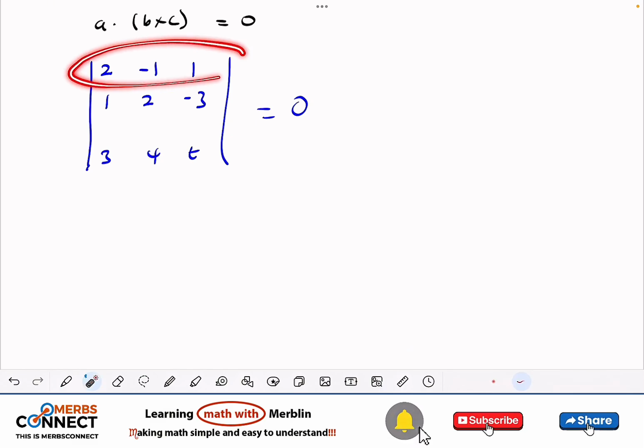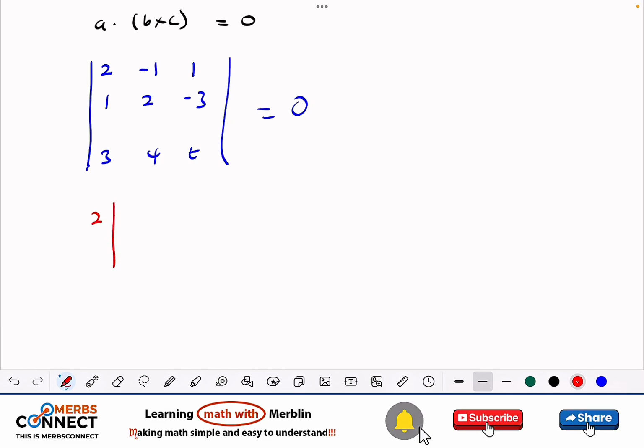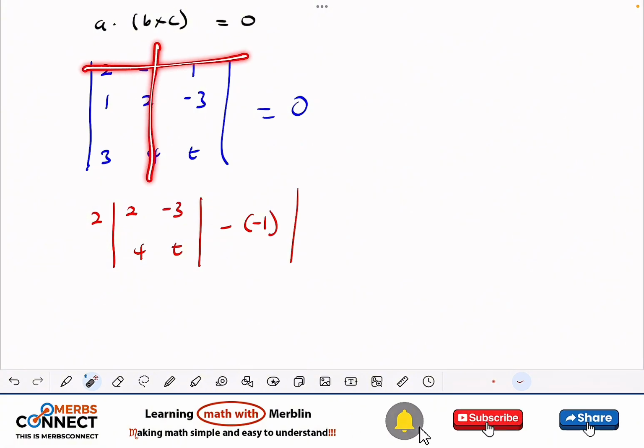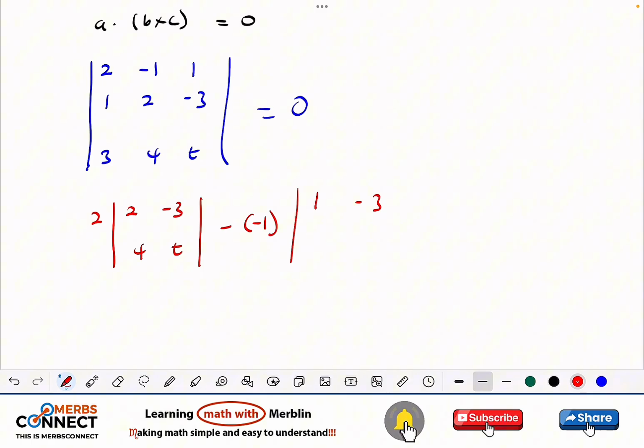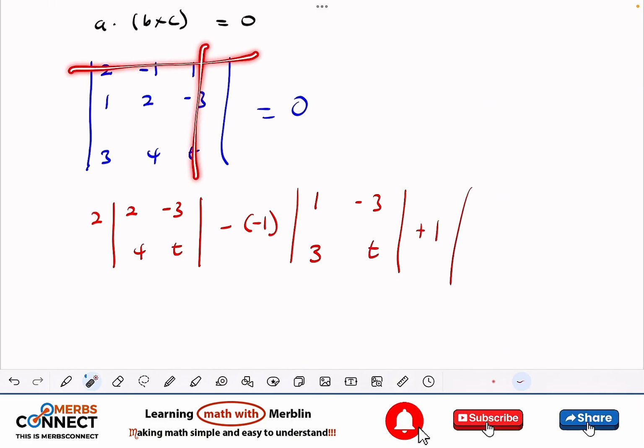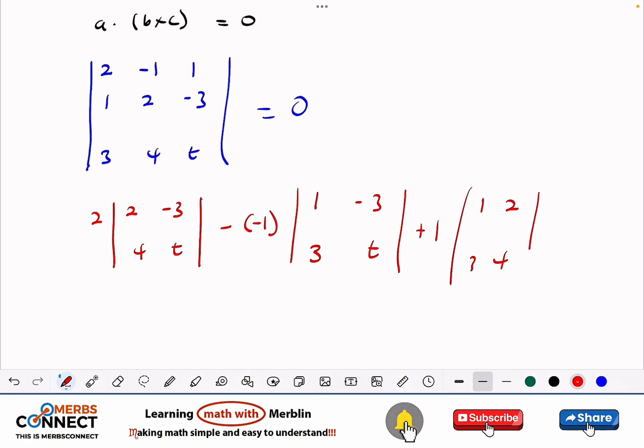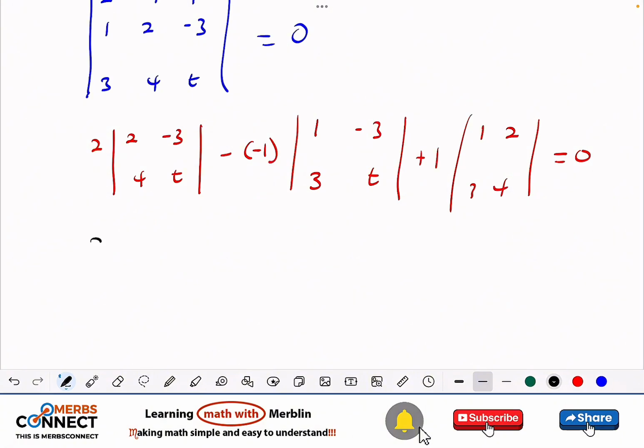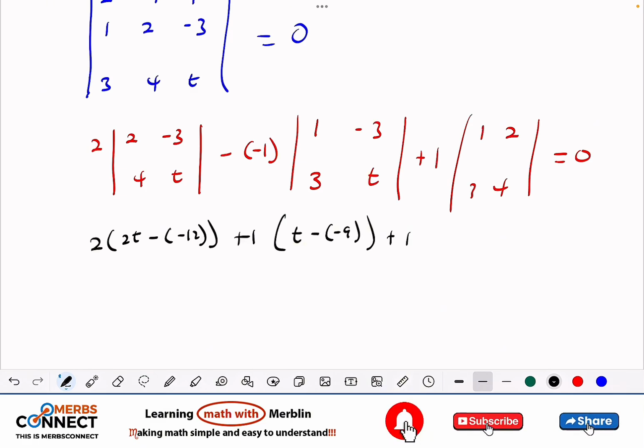So I'm using the first row, right? So if I'm using the first row, I'm going to have 2, cancel this, cancel that. We are going to have 2 minus 3, 4, t, minus 1, cancel this, minus 1 here. We have 1 minus 3, and then let's say 3 and t, plus 1, cancel this guy and this guy, and I have 1, 2, 3, 4, which is supposed to be equal to 0. So 2 times the determinant of the 2 by 2 matrix. So we are going to have 2t minus 12 plus 1. This is going to be t minus 9 plus 1. This is going to be 4 minus 6, and it should be equal to 0.